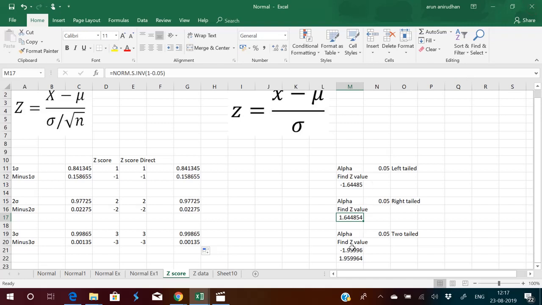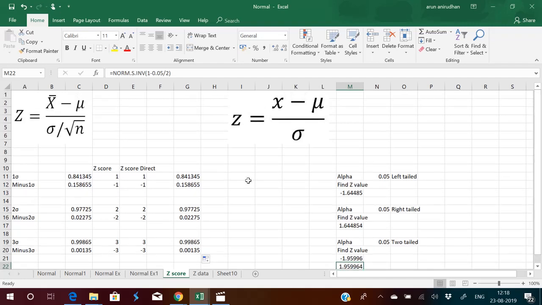So you have to use the same equation, norm.s.inv, and give the probability value as 0.05 divided by 2. And for the other side we give 1 minus 0.05 divided by 2. That's the right side value. One will be minus and one will be positive. So these are the different methods to find or to use z score.